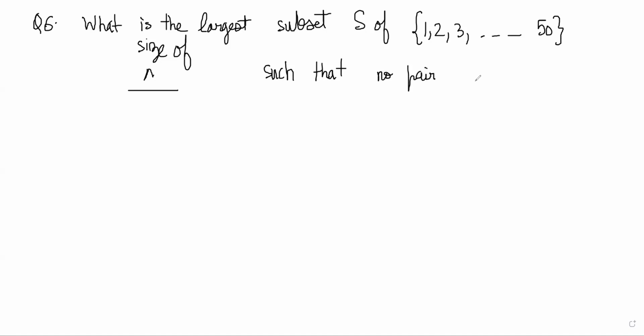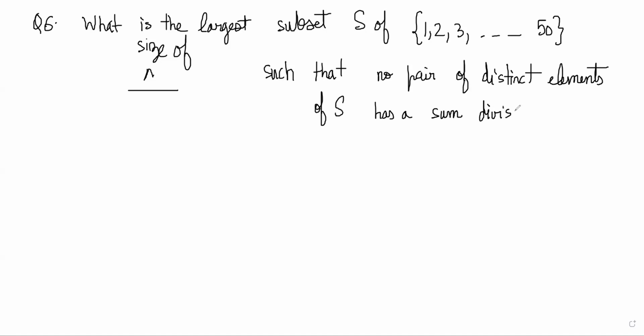no pair of distinct elements of S has a sum divisible by 7. So we have to construct a subset of this set from 1 to 50 such that you can never pick two numbers from the subset which are summing up to 0 mod 7, right?